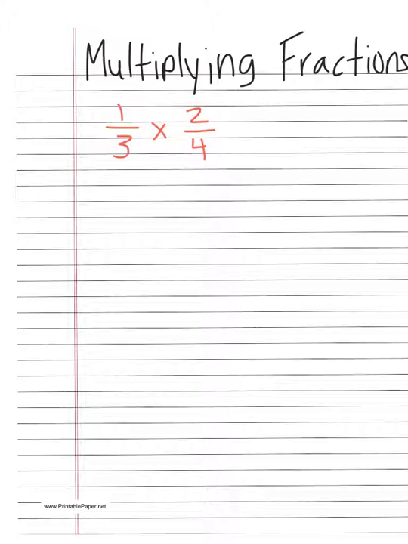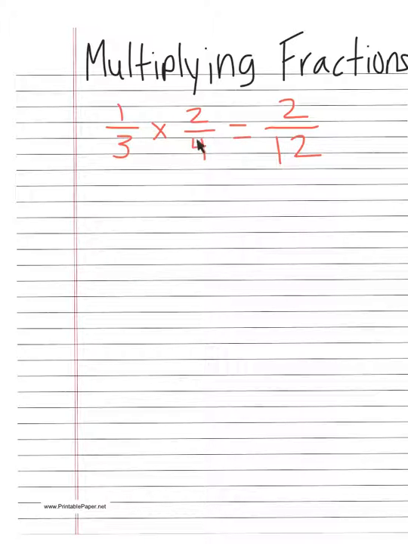So I'm going to write equals, put my fraction line there, and I'm going to go 2 times 1, put it on top, which is 2. And then I'm going to go 3 times 4, which is 12.